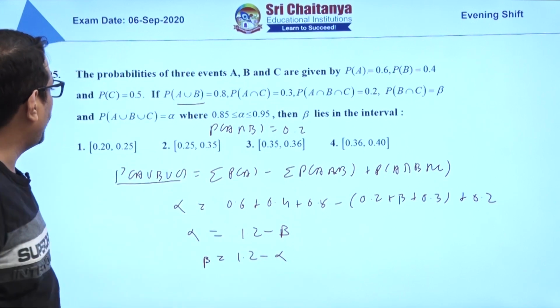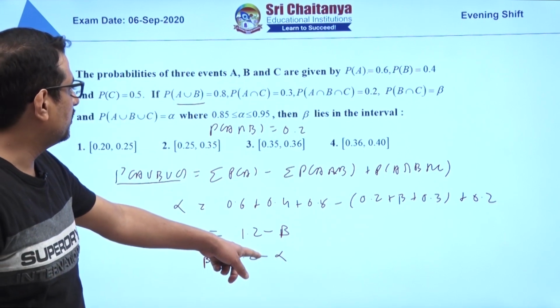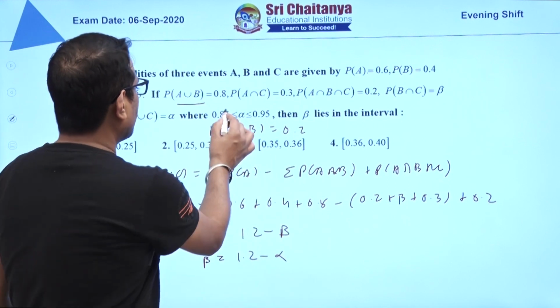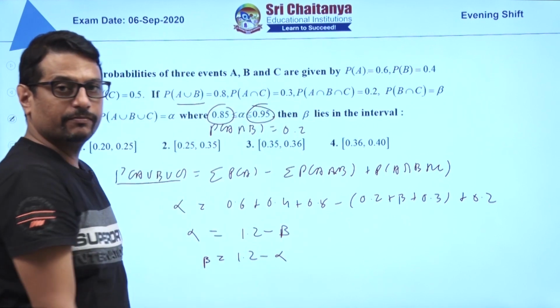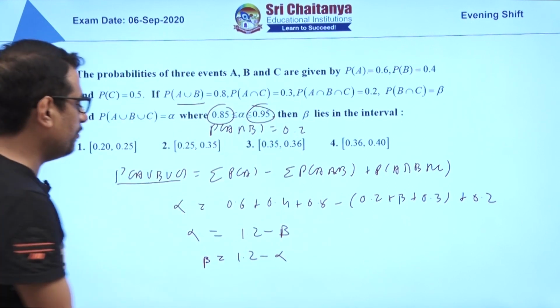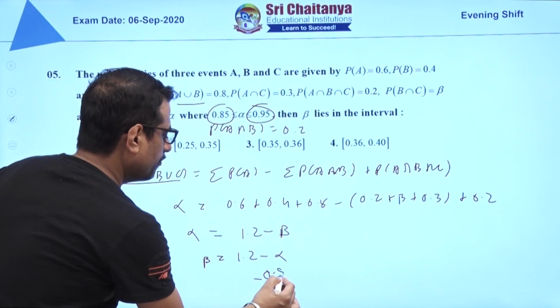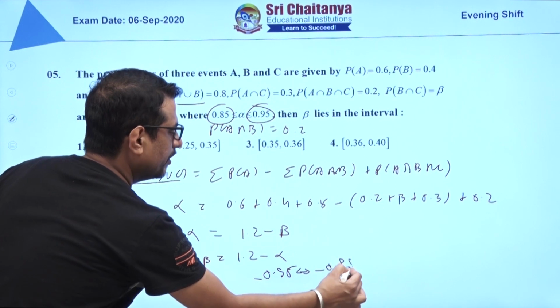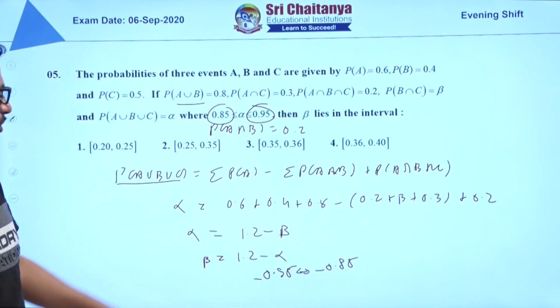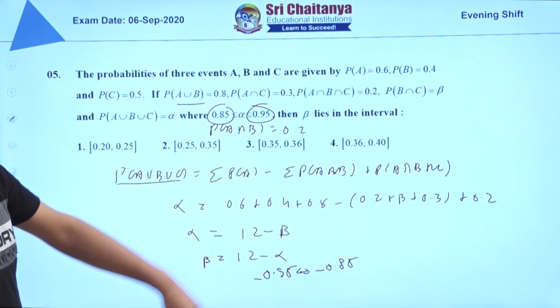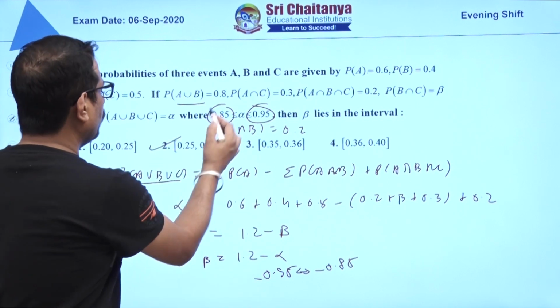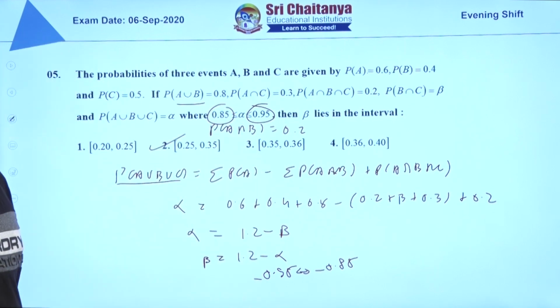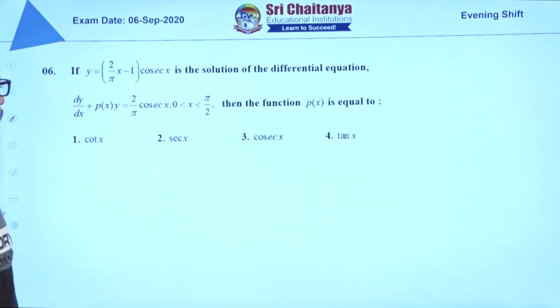Alpha lies between 0.85 and 0.95. So when we substitute the values, minus alpha will lie between minus 0.95 and minus 0.85. And when you add 1.2 there, it will be 0.25 to 0.35. So this answer will be correct. Let us move to the next question.